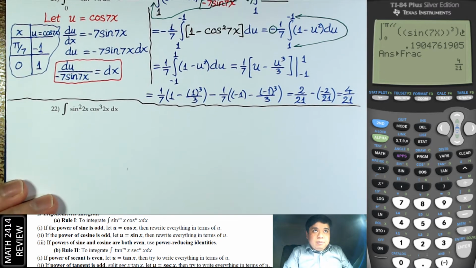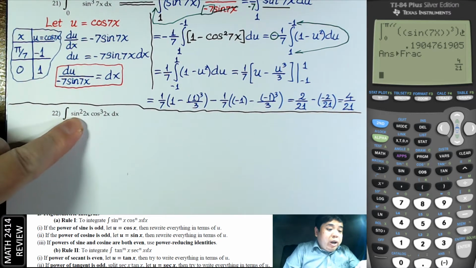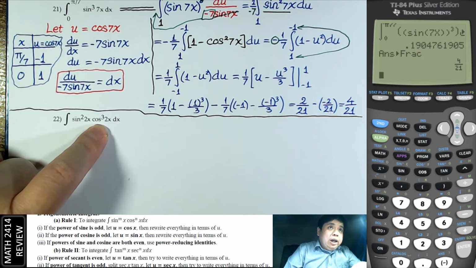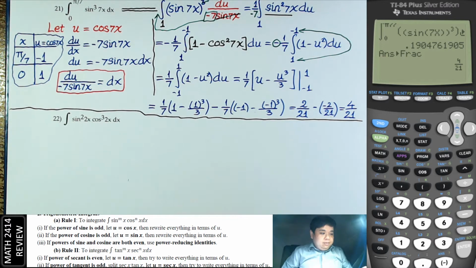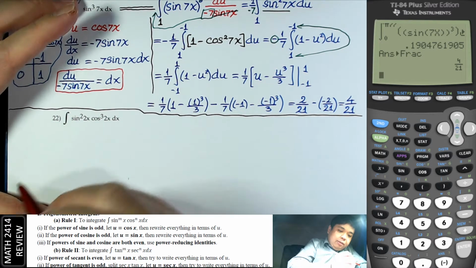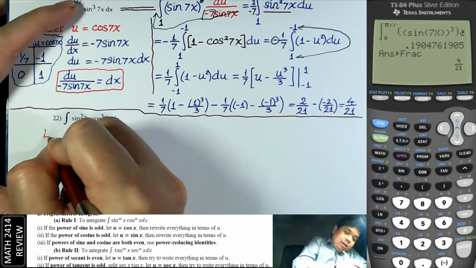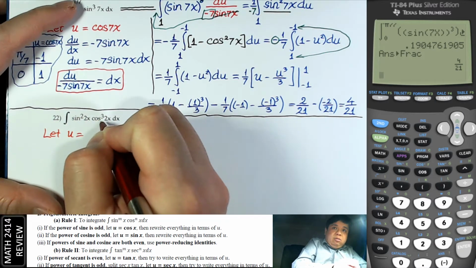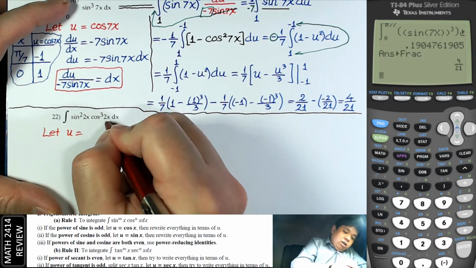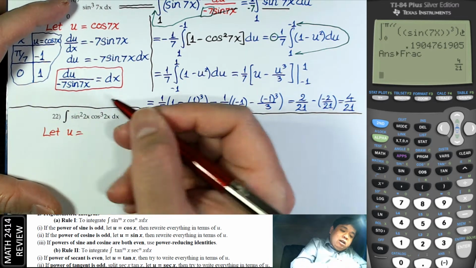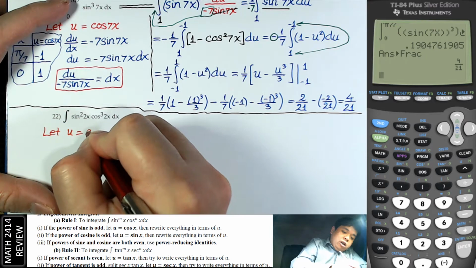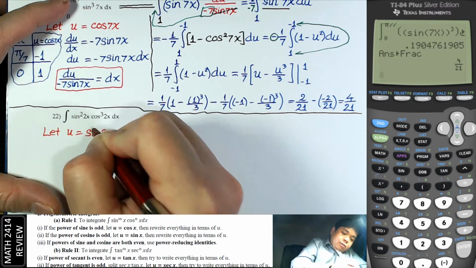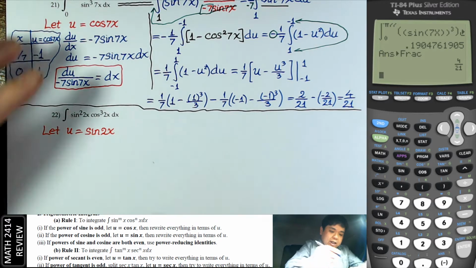Right, next, for this one we have the power of cosine is odd, so in that case u is going to be the sine. Whatever has the odd power, we let u be the other function. Now this is cosine of 2x, sine of 2x, so we let u equal to sine of 2x. Right, take the derivative.